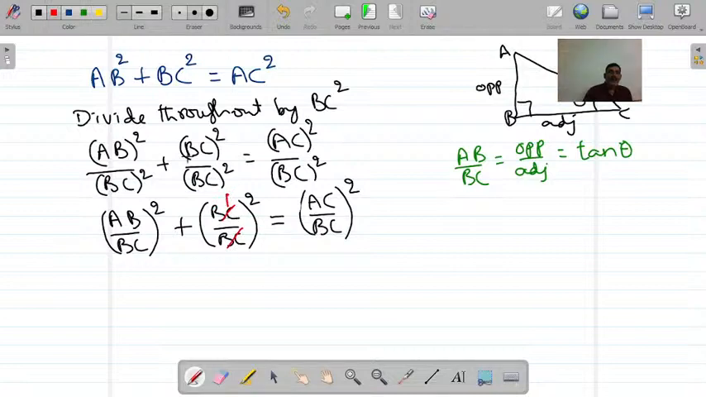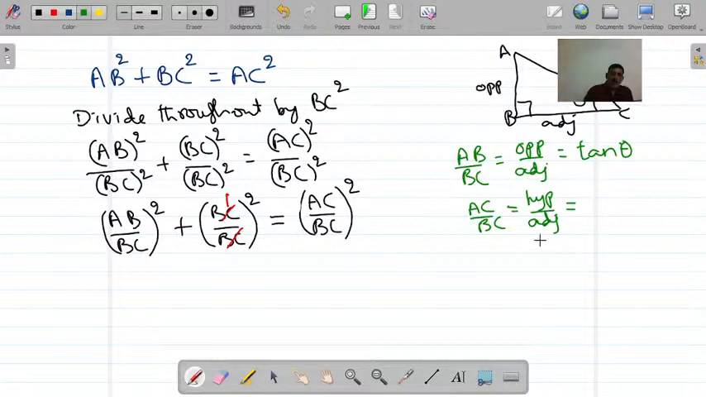And the next one is AC by BC. What is AC? What is BC? AC is the hypotenuse and BC is the adjacent side. We know that adjacent by hypotenuse is cos theta, and this is the reciprocal of that, hypotenuse by adjacent. Yeah, come on, you try. What is hypotenuse by adjacent? What is the trigonometric ratio? You try.